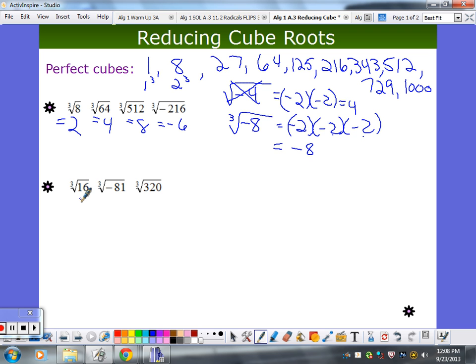Perfect cube factor? 8. So this is, again, same process, but I'm working with a different number list.